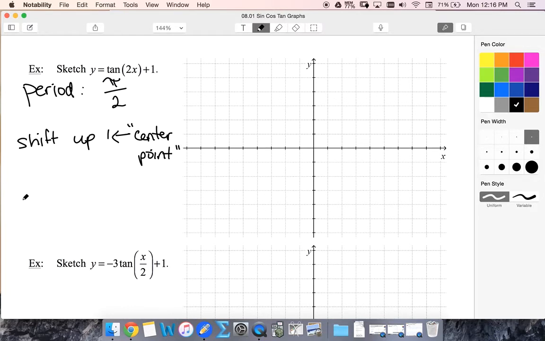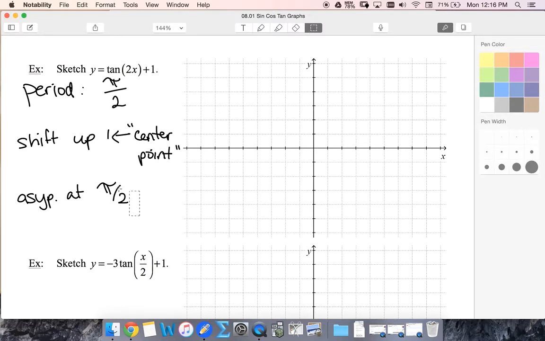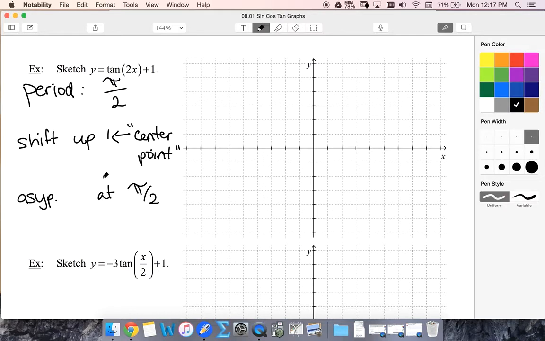Before, I had asymptotes at every pi over 2. Now, remember asymptotes correspond to x values because the equations are x equals 2k pi over 2, 2k plus 1 times pi over 2. So asymptotes are now at, we're going to take this value and divide it by 2. So that's like multiplying by a half, and that comes from this 2 here.